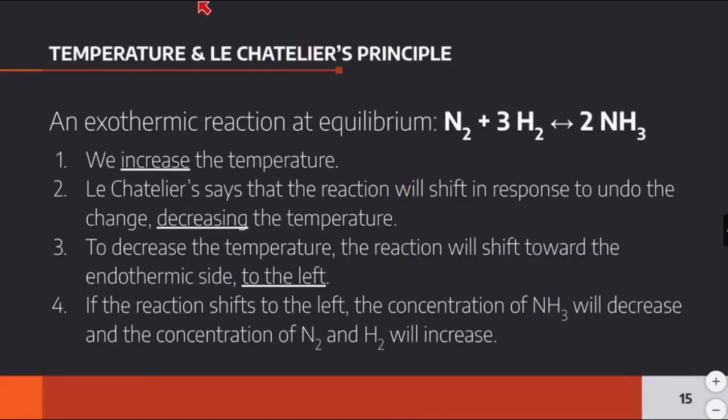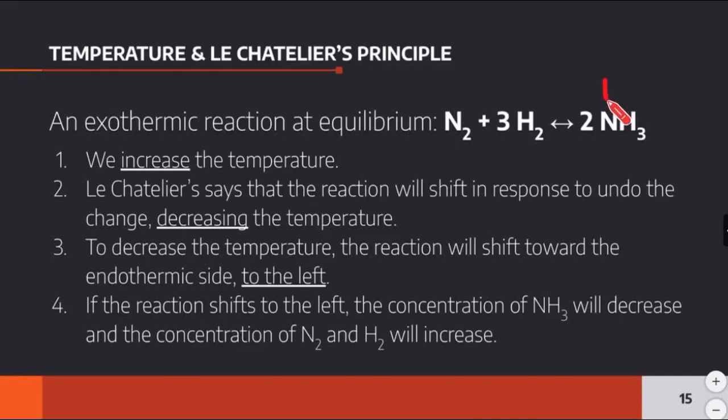So let's try another one out. It tells us this is an exothermic reaction at equilibrium: N2 plus 3H2 yields, in a reversible reaction, 2NH3. The first thing I always like to do when I'm dealing with a temperature problem, because it says we increase the temperature, is label the warm side and the cold side. It tells us this is an exothermic reaction. And remember, that means it's exothermic when going to the right. So if we go to the right, it's going to get warmer.